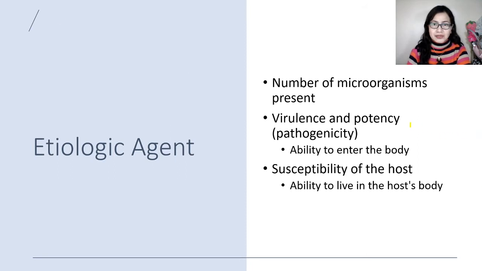Etiologic agent refers to the number of microorganisms present. And it also deals with virulence and potency. And this is called pathogenicity, which is the ability of the infectious agent to enter the body. Okay, and susceptibility of the host is the ability of the agent to live in the host body.